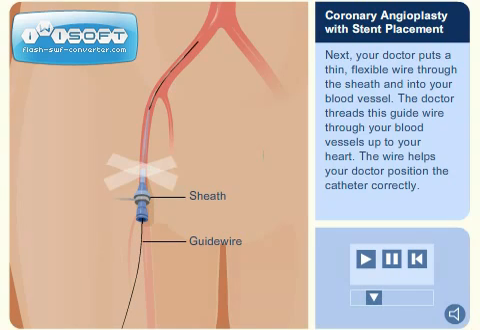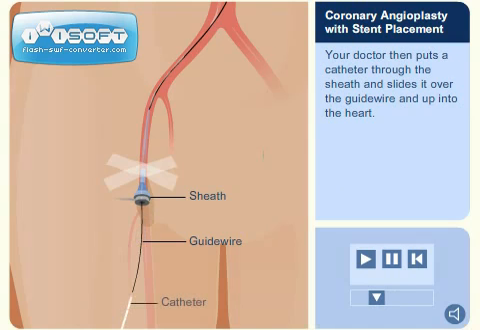The doctor threads this guide wire through your blood vessels up to your heart. The wire helps your doctor position the catheter correctly. Your doctor then puts a catheter through the sheath and slides it over the guide wire and up into the heart.